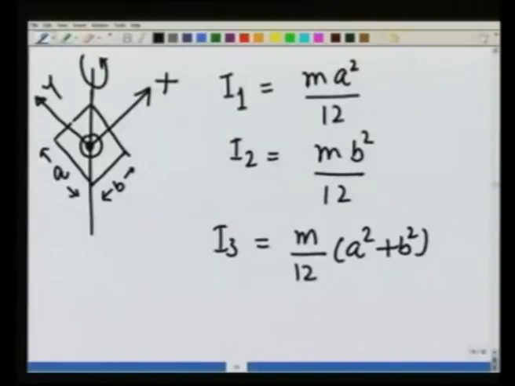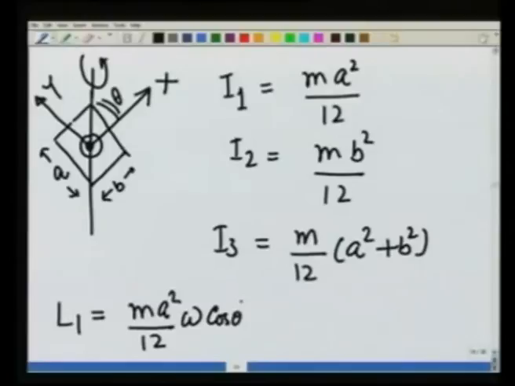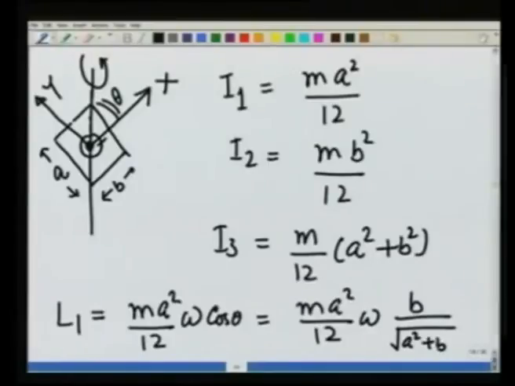And therefore, the various angular momentum components are going to be, suppose this angle is theta, then L1 is going to be ma²/12 omega cosine of theta, and you can see cosine of theta is going to be this divided by this. So this is going to be ma²/12 omega, where cosine theta is b divided by the square root of a² plus b².